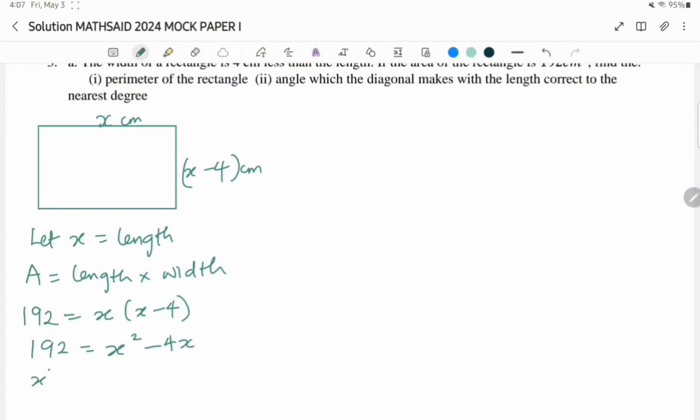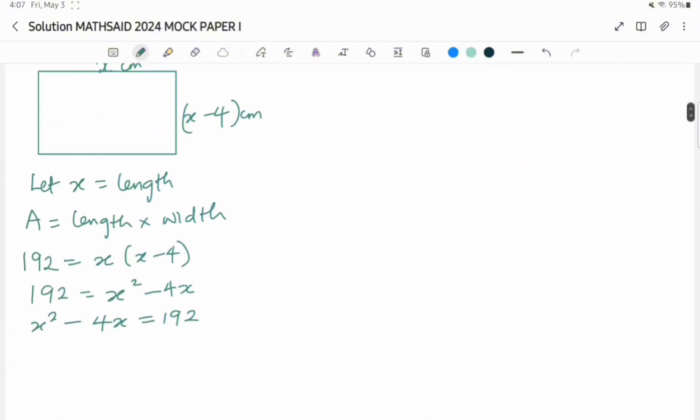So let me just rewrite this equation to be x squared minus 4x equals 192. I've not changed anything. I just brought what is on the left hand side to the right hand side, and I can do that since this is not an inequality. It is only when you have an inequality that when you change from one side to another, you have to change the inequality sign as well. So now x squared minus 4x equals 192. To solve this, I can say x squared minus 4x minus 192 equals 0.